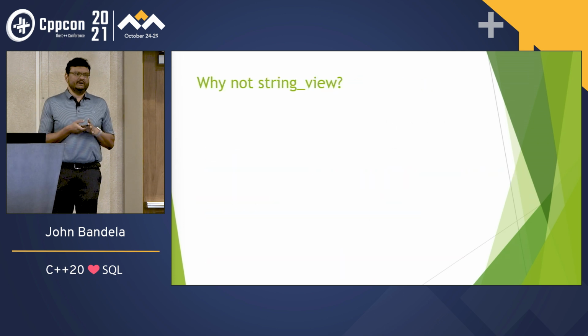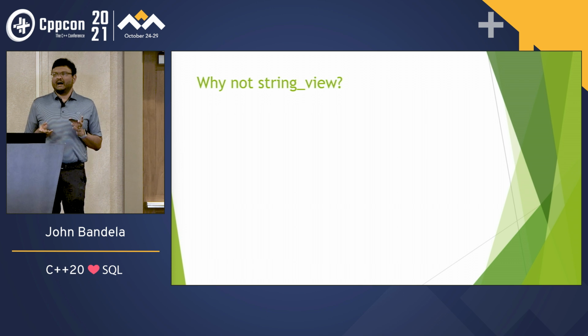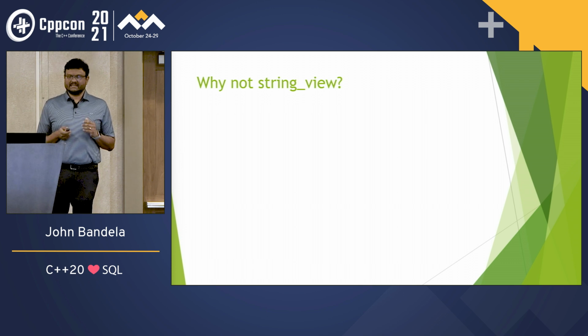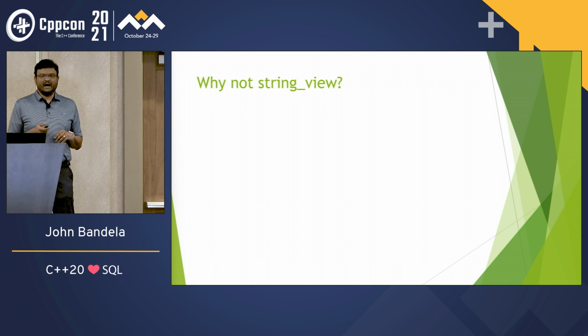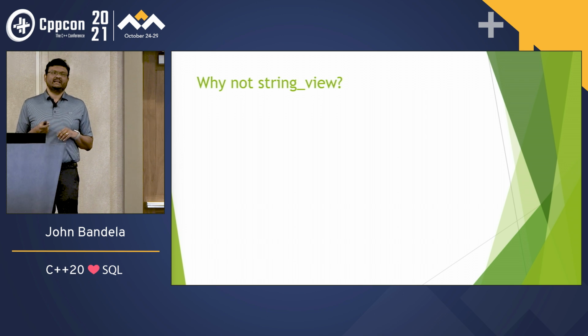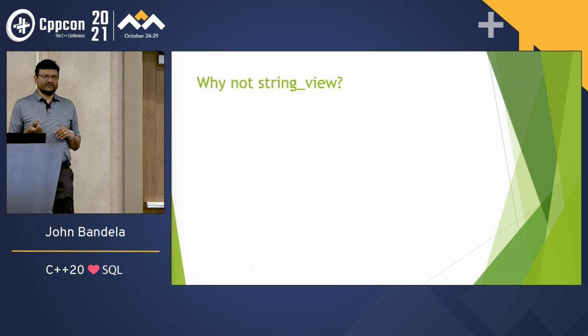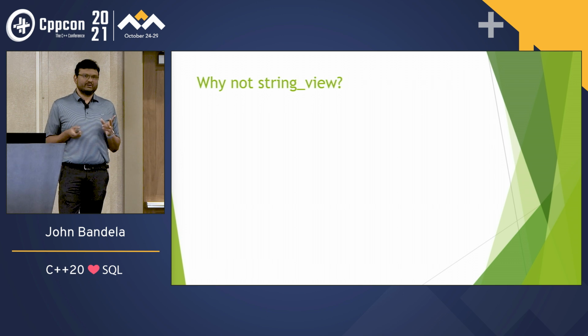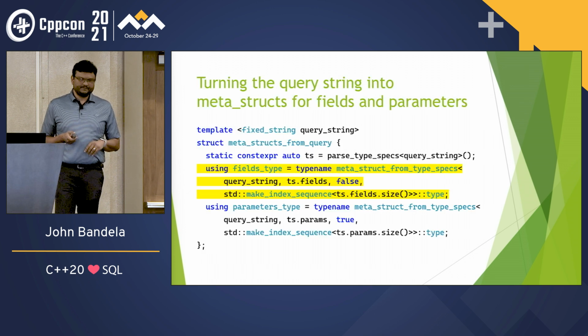And why not string view? The big reason we can't use string view, though string view would be nice, is because it's not a structural type. It's basically got a pointer in there, so we can't pass it as a template parameter. Though we can actually get a concept for string view, do our manipulation inside a function, and then use that to calculate offsets and so on. But we can't directly pass it as a template parameter.